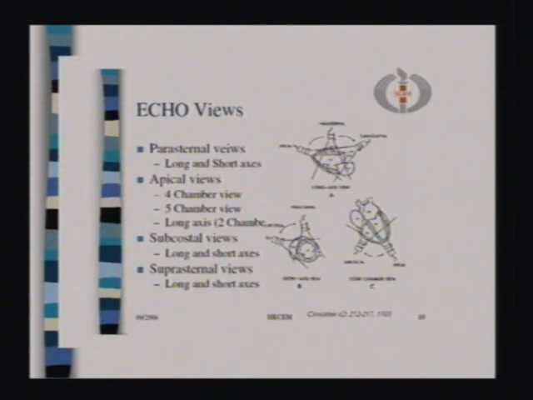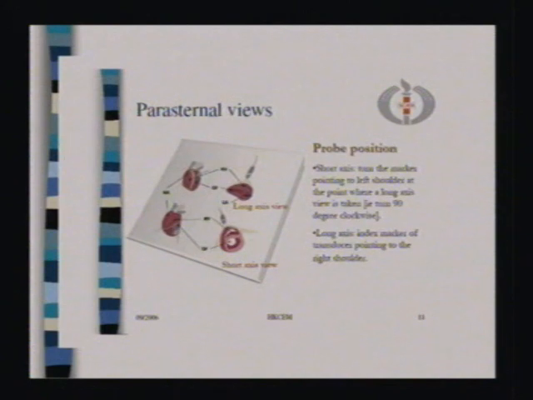Now in the echo views, these are the different views, and you can see how in the parasternal you have the long axis view on the top. You can see in all three, the apical, parasternal, and suprasternal, how you see the long axis in different windows. In the apical views, you can see the 4-chamber view, a 5-chamber view and a long axis view. In subcostal views, you can get the long axis and short axis. In suprasternal also, you can get long axis and short axis views.